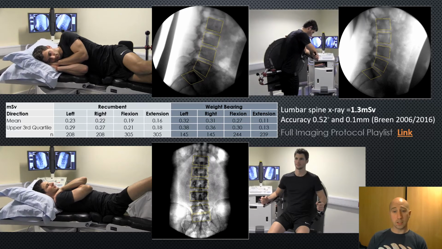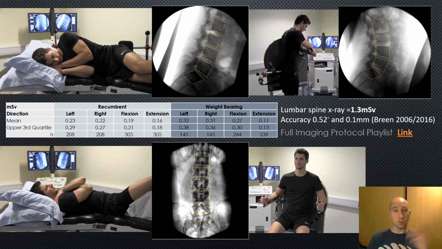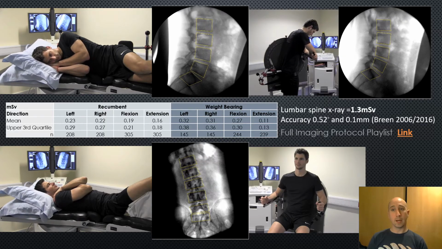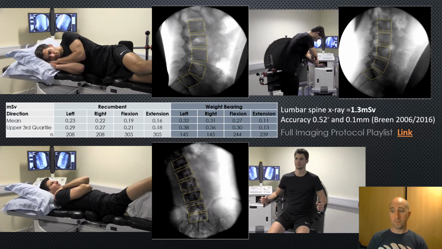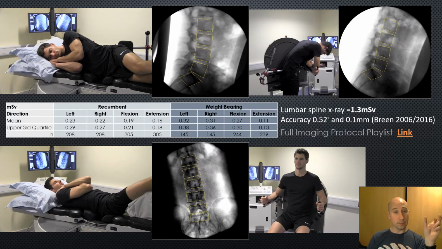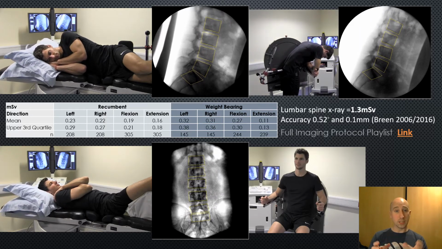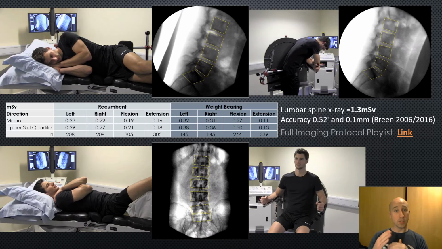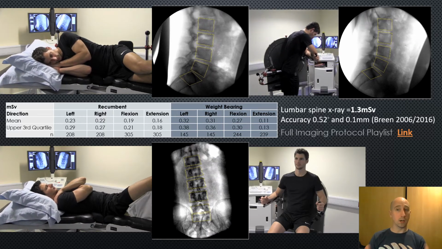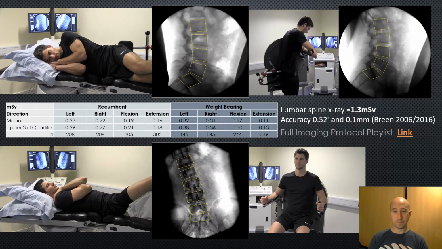I will also send a full playlist. You can see all the different protocols, and you'll see the motion of the spine and the outputs in these videos. These little yellow templates are representations of our tracking. So we can use these to identify the rotation, the slip, and a bunch of other measures that I will go through shortly.